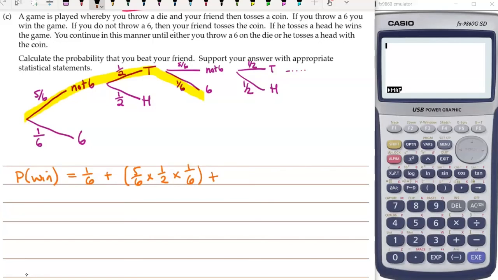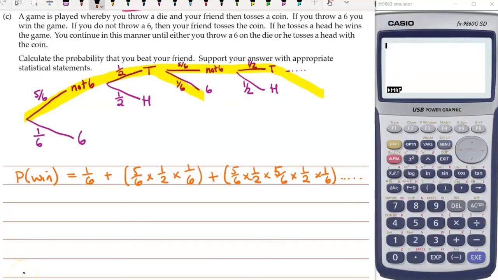The next way to win would be carrying that through. Don't get a 6, he gets a tail again, and then you get a 6. So that would be 5/6, half, 5/6, half, and then 1/6, and it's going to carry on like that.